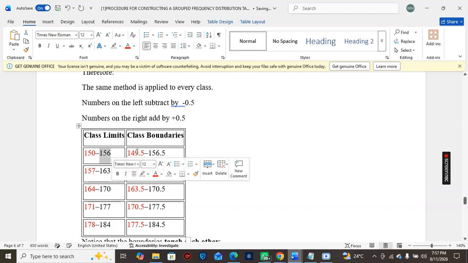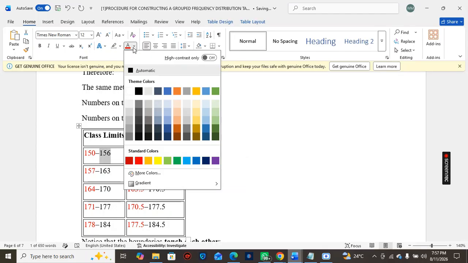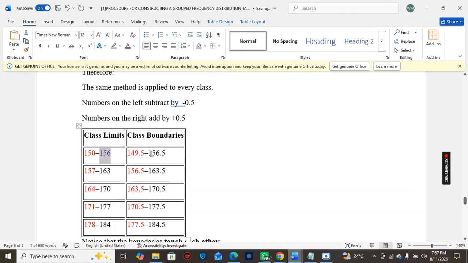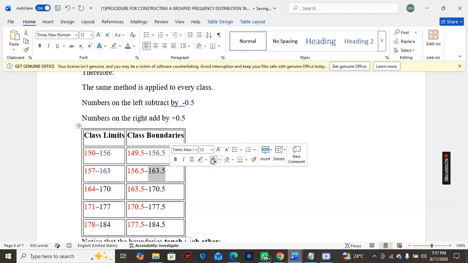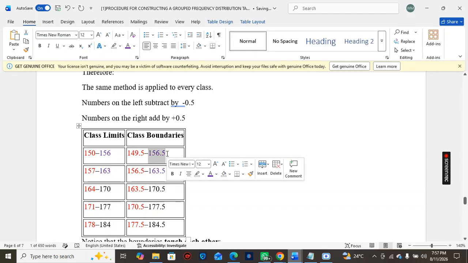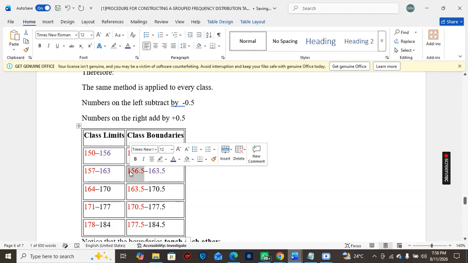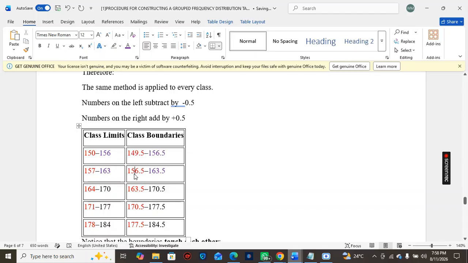156 plus 0.5, 156.5. 163 plus 0.5, 163.5. Have you seen, colleagues? From the first class, we have 156.5, and then also here we have 156.5. The classes are now touching each other. There are no gaps.